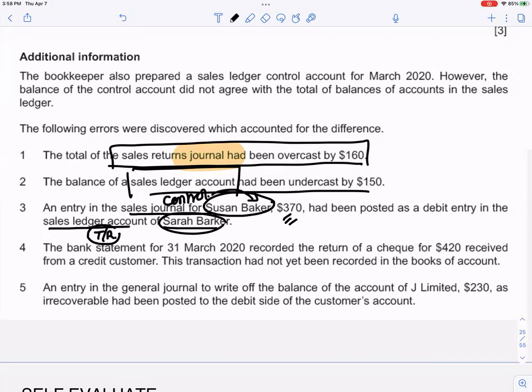Sales appears on which side? Debit side or credit side? Debit side. So is the side same? Yes. Amount is same, side is same.